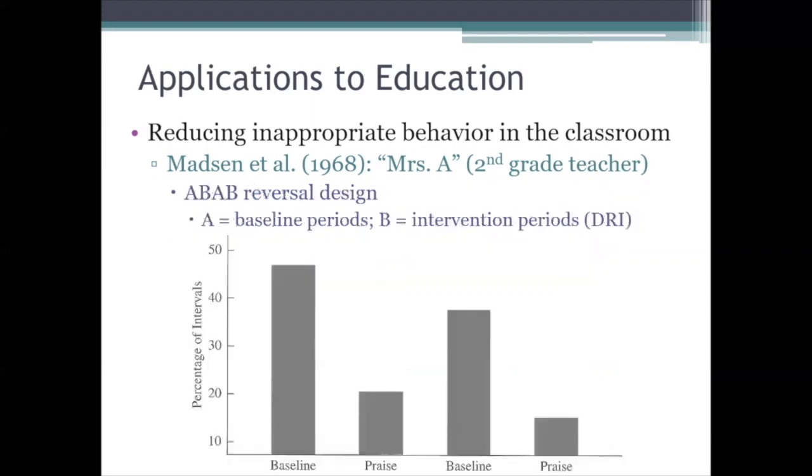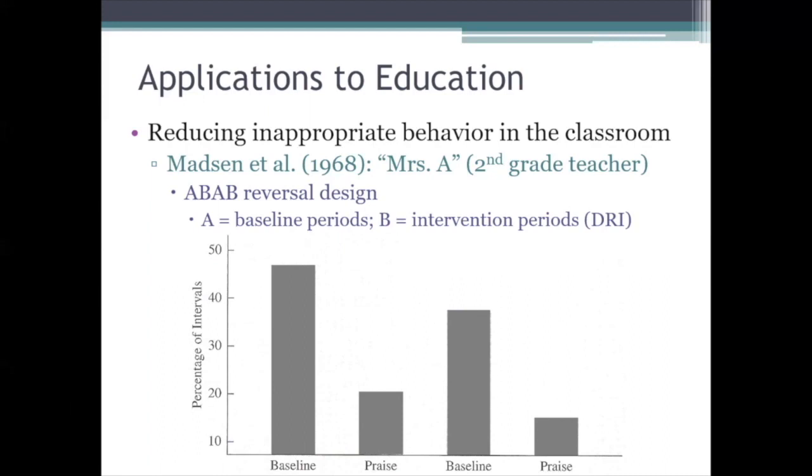And the researchers made those measurements in 4 different phases. So first, they recorded the students' inappropriate behaviors at baseline, so before Mrs. A changed her teaching style. Then they recorded them when Mrs. A incorporated the DRI strategy. Then they had Mrs. A go back to her old teaching style and they measured inappropriate behavior again. So they made a second baseline measurement for each kid. And finally, they did one last set of observations when Mrs. A once again utilized the DRI technique, where she ignored inappropriate behavior and praised appropriate behavior.